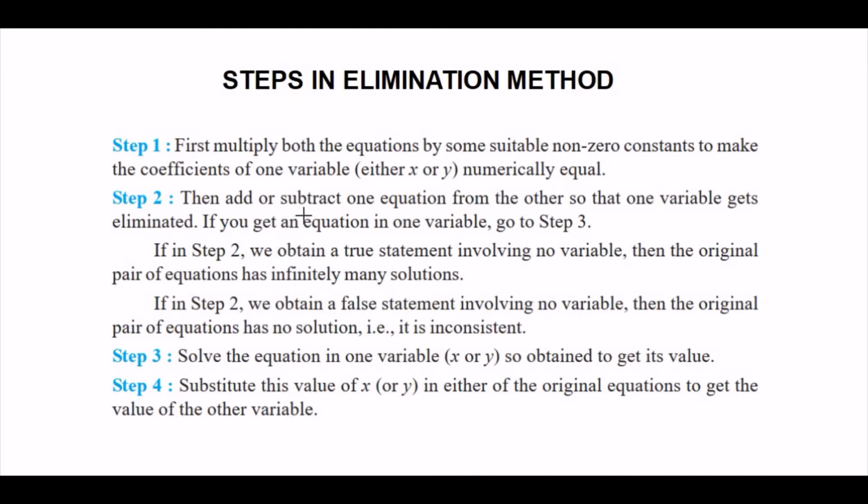Now in case, after you subtract or add to eliminate the variables, you get a true statement involving no variable, then the original pair of linear equations has infinitely many solutions. And if in step 2 we obtain a false statement involving no variable, then the original pair of linear equations has no solution. That is, it is an inconsistent pair of linear equations. So these are the steps in the elimination method. It is quite easy to find the solution using the elimination method.